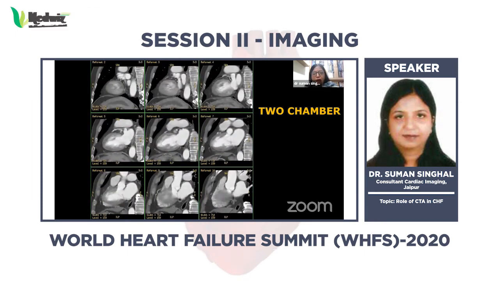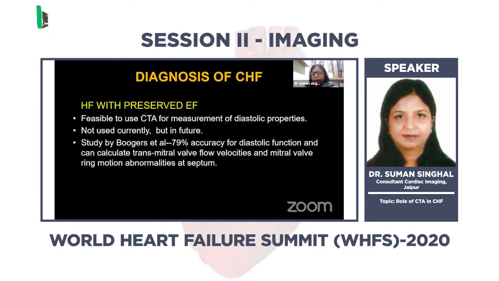Now coming to heart failure with preserved ejection fraction, and in diagnosis of diastolic function abnormalities of LV, CT is not currently used, but it has a role in future. According to a study by Boogers et al., there is almost 79% accuracy for evaluating diastolic function. And we can calculate even the transmitral flow velocities as well as mitral valve ring motion abnormalities at septum with CT. But it is not currently used. It has a definite role in future for this.